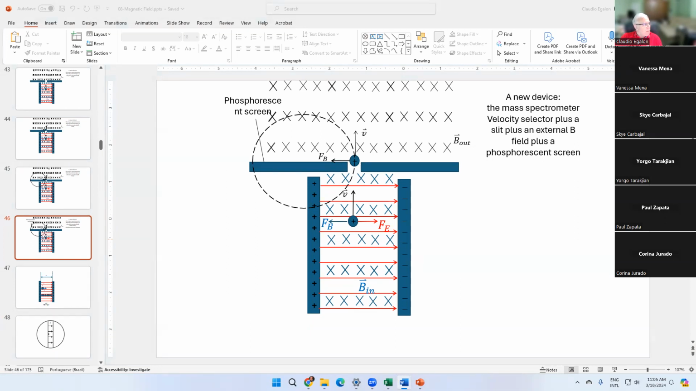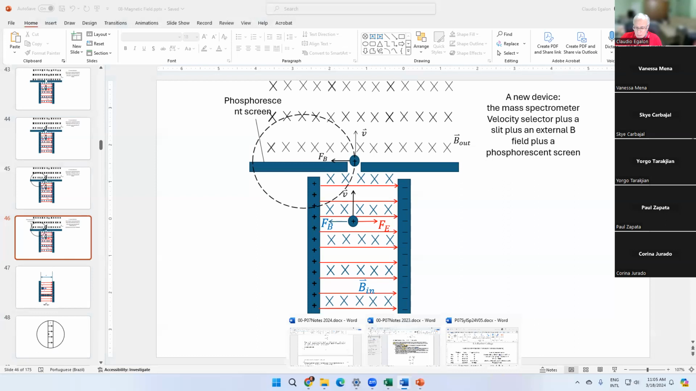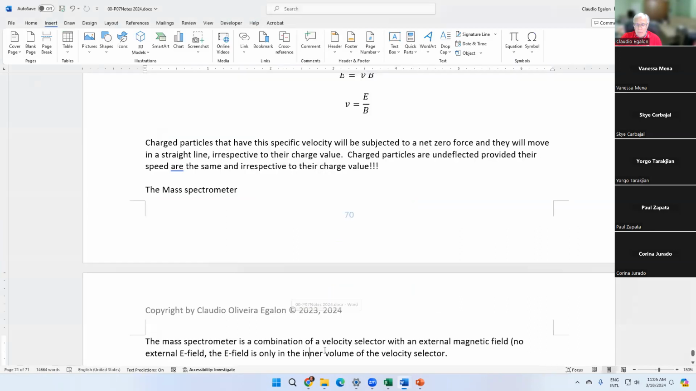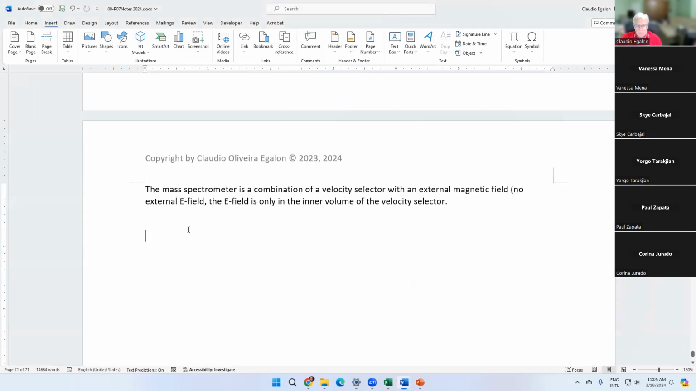Okay, I'm going to write that down here for you. Here you go. Did you get that? That's a qualitative idea of the mass spectrometer. Okay, now we're going to delve into the mathematical details of this device.